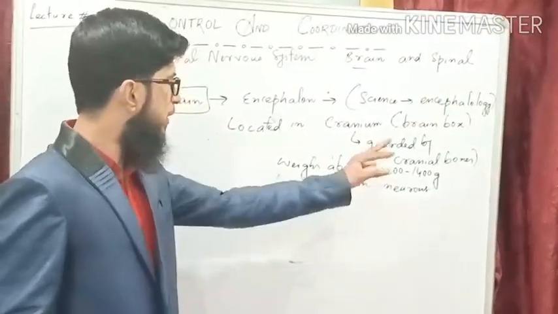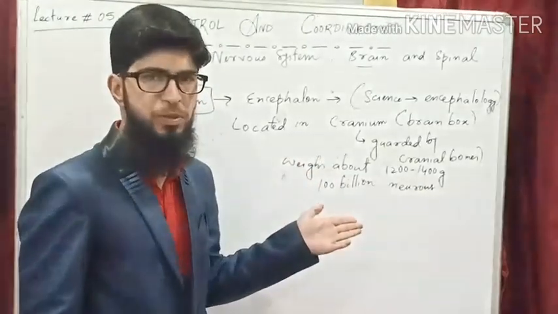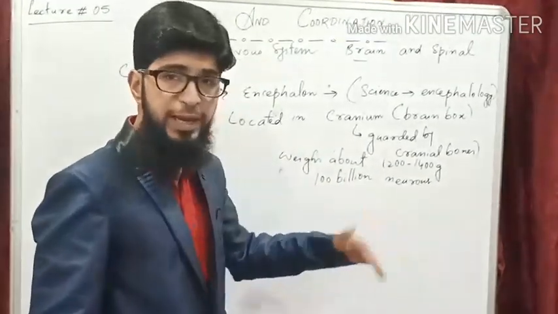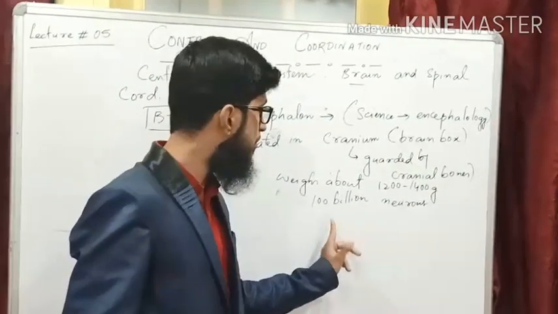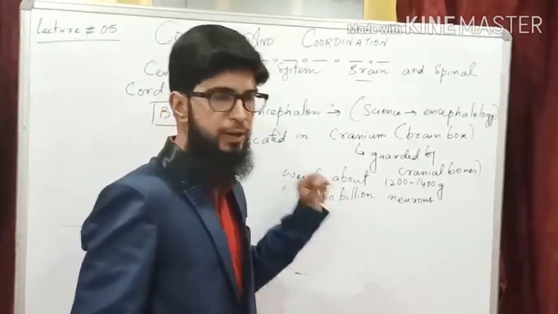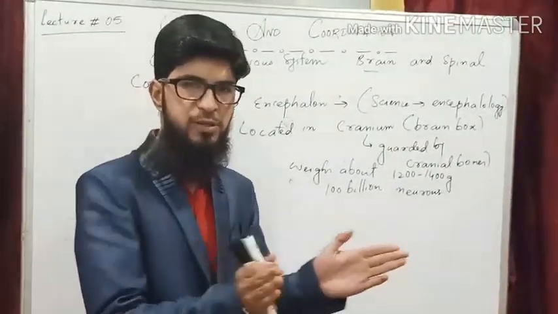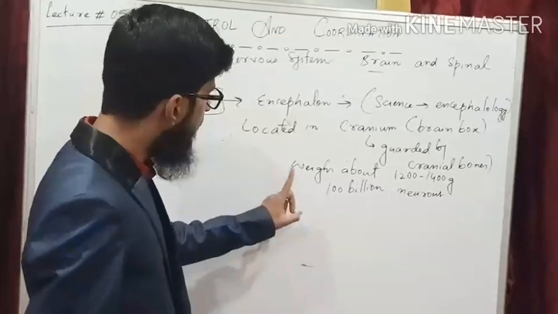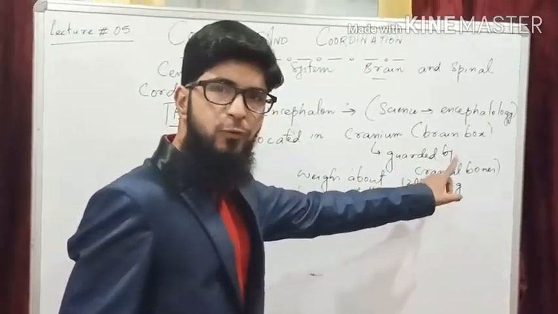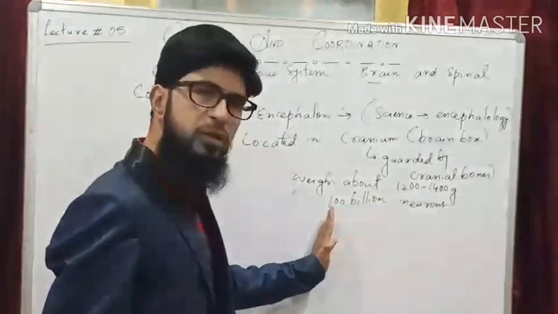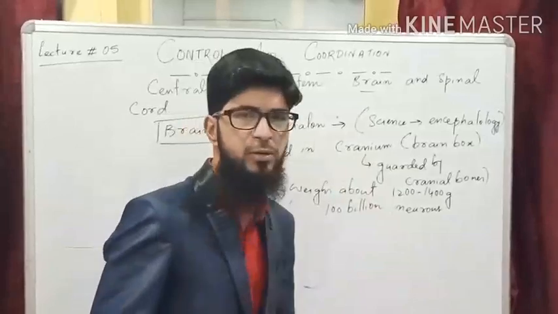A very important thing is that this is an average weight. It may vary from person to person, depending on the age group and so on. And this number of neurons, 100 billion, is not a fixed number; it may also vary. But there is a range shown in the books and references. So we say the brain of an average human being weighs about 1200 to 1400 grams, and has about 100 billion neurons.